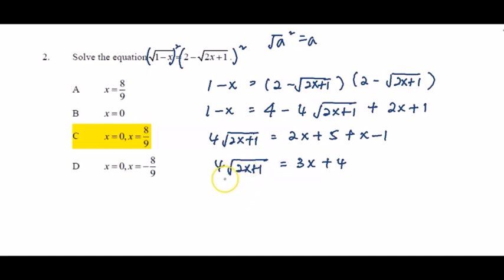All right. So now again, we square both sides. Square both sides, you got 16 times 2x plus 1. Square both sides.